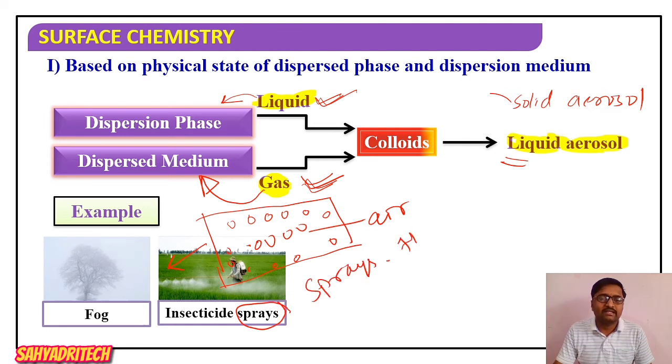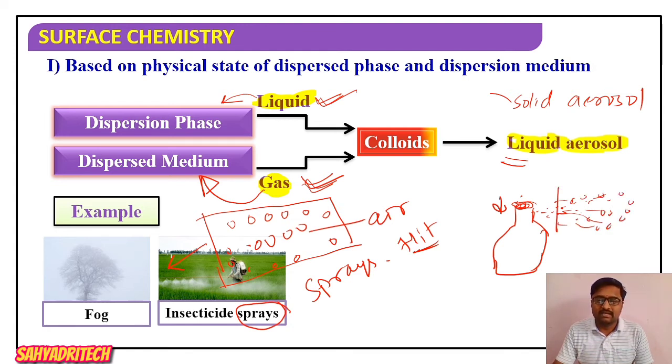Now, at home you use Hit, right? You spray Hit, or perfumes, all sprays generally are examples of liquid aerosol. When you press the spray button, what happens? The liquid will be dispersed, that is, small droplets of liquid will be dispersed in air. That resultant system becomes the liquid aerosol. So fog is an example. Insecticide spray is also an example of a liquid aerosol.